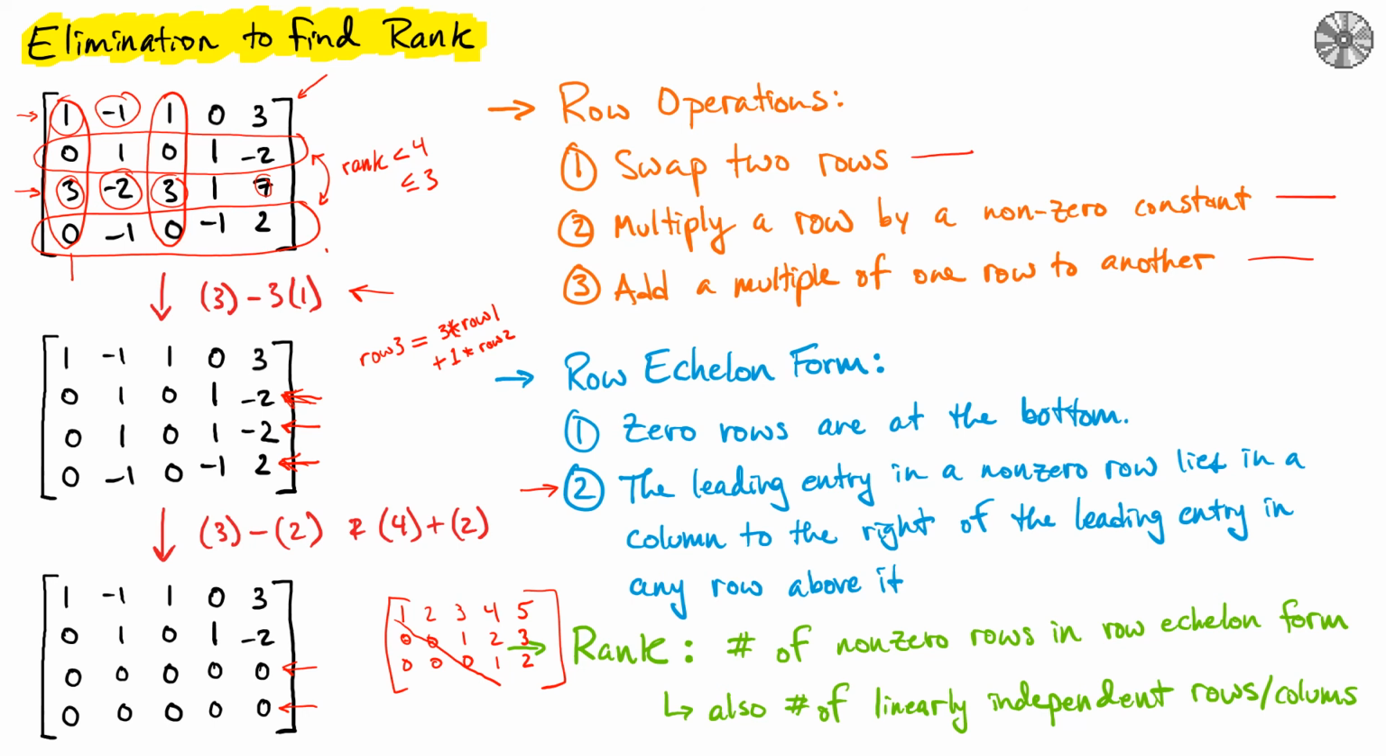And so now this is in row echelon form, because essentially this leading term is to the right of any leading terms above it, and all the zero rows are at the bottom. And so the number of non-zero rows is 2, and so that is the rank of this matrix. So like I said, we observed one easy to find rank deficiency, so we knew that it was going to be less than or equal to 3, and now we can say for sure that the rank of this matrix is equal to 2.